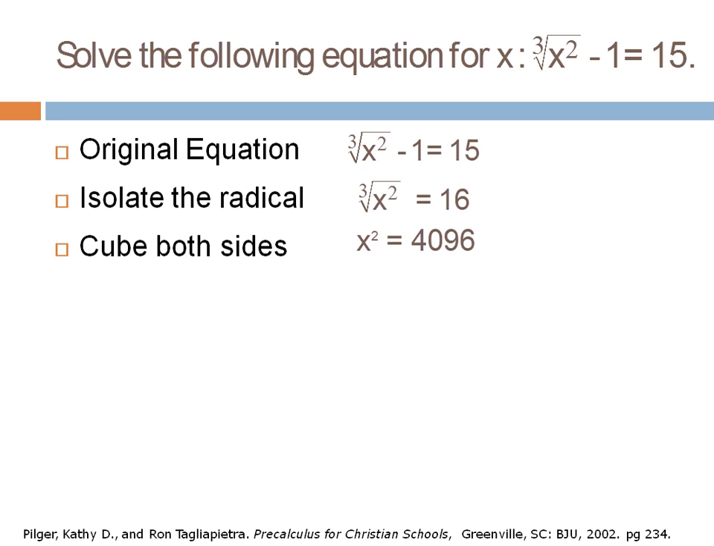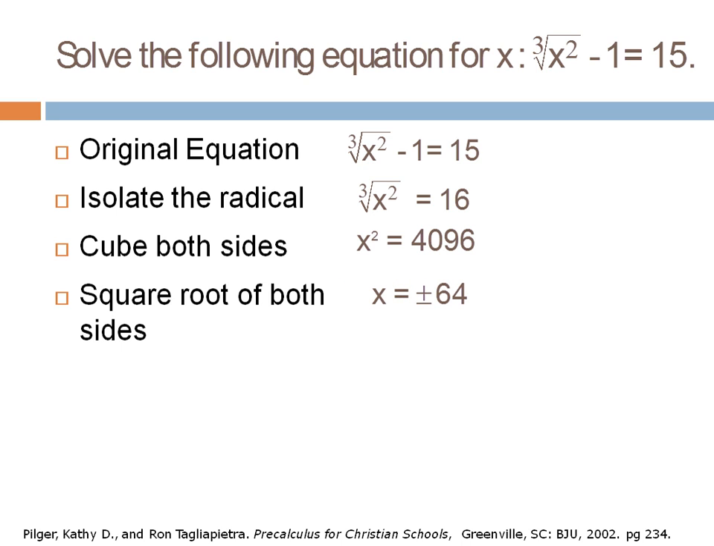And then you can take the square root of both sides. Make sure you do plus or minus. The square root of 4,096 is 64, I believe. So you get x is plus or minus 64. It does make sense. We can have a negative under here, but what ends up happening is it's squared anyway. So 64 squared is 4,096. Cubed root of that is 16, minus 1 is 15. So our answer, you get two solutions, plus or minus 64.